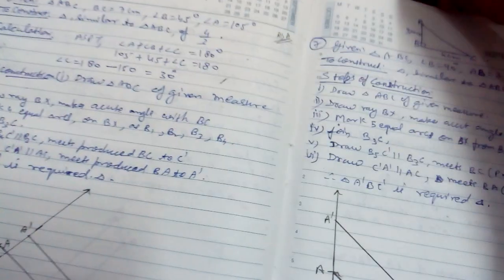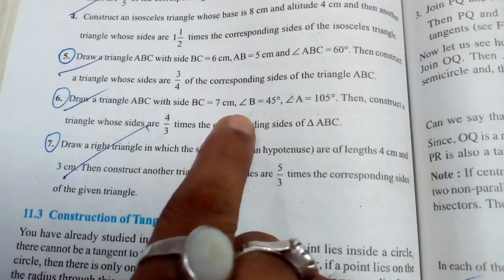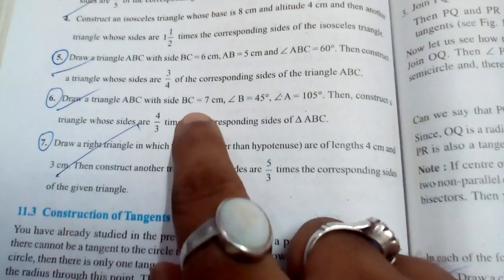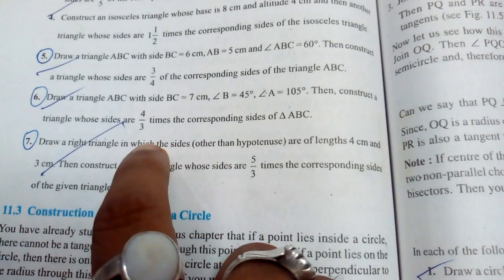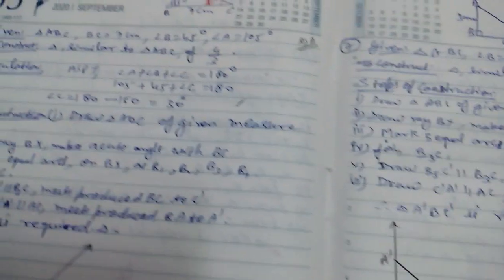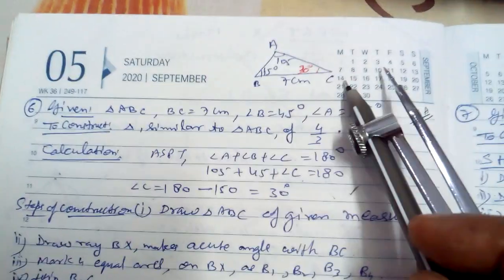Now question number 6, given in the book. Draw the triangle ABC. BC is given, angle B is given, angle A is given. You want to draw a similar triangle 4/3 of the given triangle. So first of all you draw a rough figure of this. Rough figure ABC. Angle A is given, angle B is given, but C is not given.